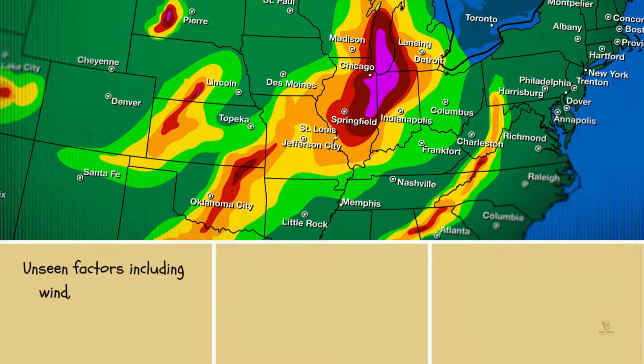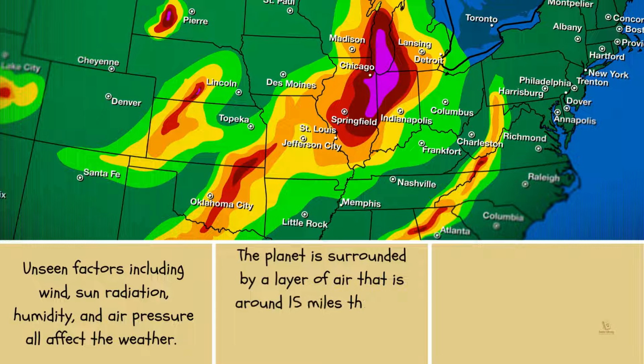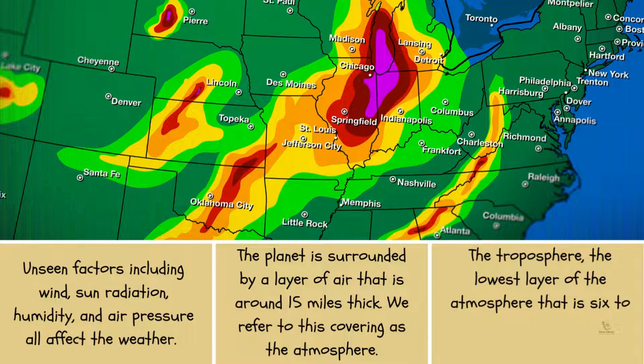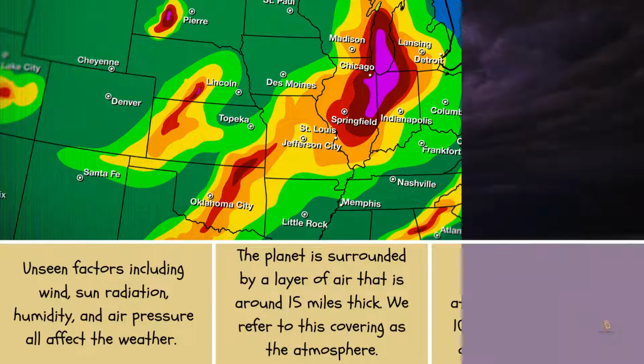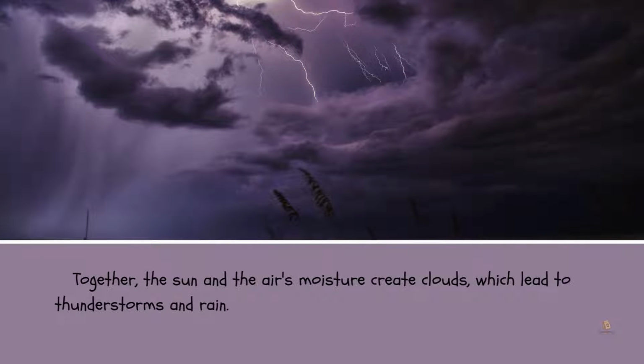Unseen factors including wind, sun radiation, humidity, and air pressure all affect the weather. The planet is surrounded by a layer of air that is around 15 miles thick. We refer to this covering as the atmosphere. The troposphere, the lowest layer of the atmosphere that is 6 to 10 miles deep, is where all of our weather occurs. Together, the sun and the air's moisture create clouds, which lead to thunderstorms and rain.